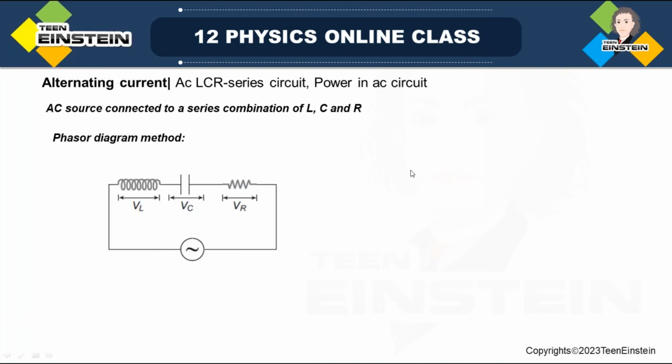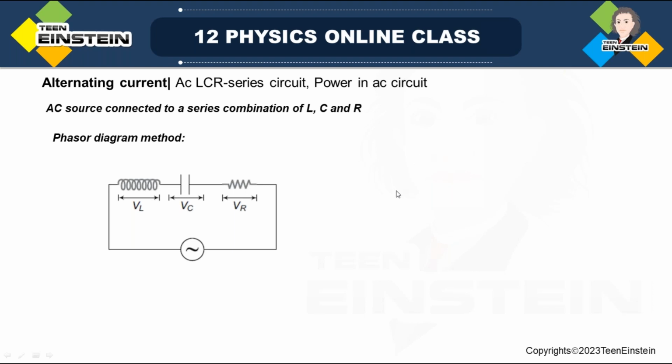Very good morning, students. Today we'll be discussing LCR series circuit, and that too in AC, alternating current. When an alternating voltage is passed through a series combination of L, C and R, then what will be the current voltage relationship? So that is actually our aim today.